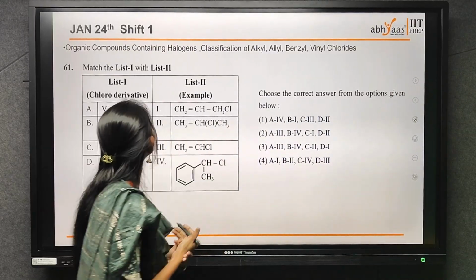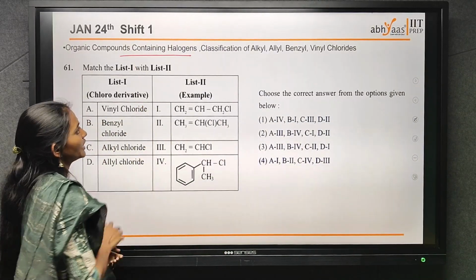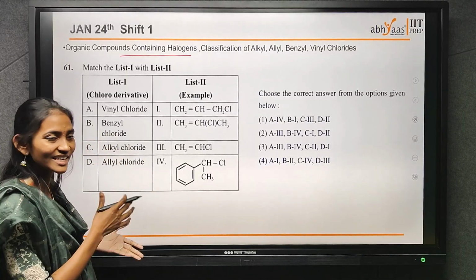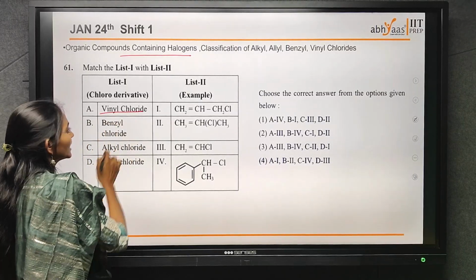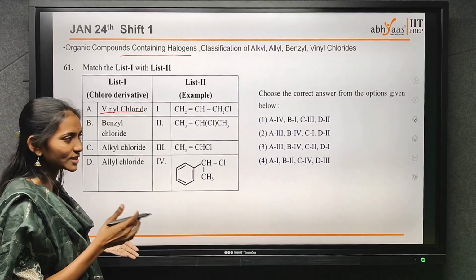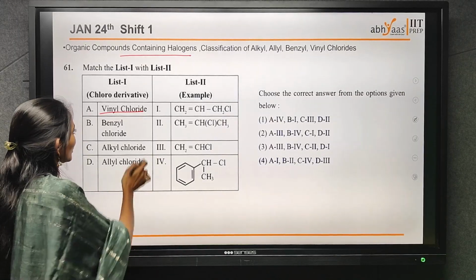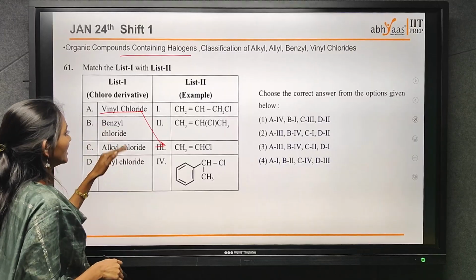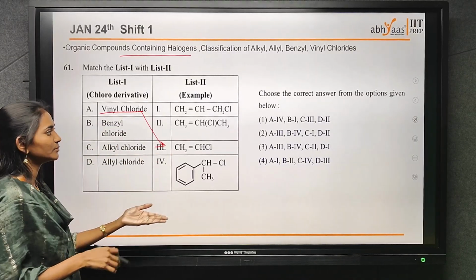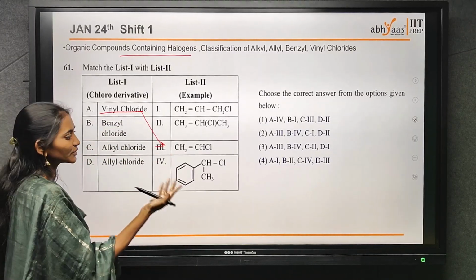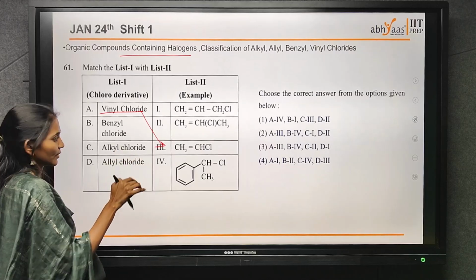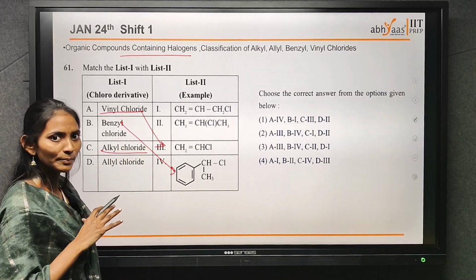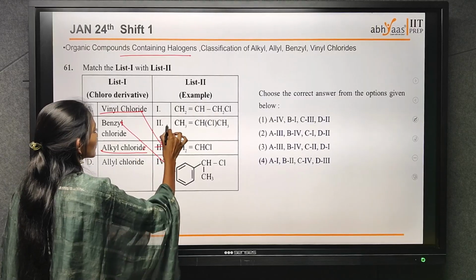Moving on to next question. This question is asked from halogens, right? So match the following. If you know 1, 2 options, you can answer easily, right? So vinyl chloride, that means the halogen needs to be attached to the double bond. That means we are having A3. So benzyl chloride. Here we are having only one benzene, right? That means one carbon needs to attach with one halogen as well as a carbon atom. That means 4. Alkyl chloride, it needs to be plain, right? So alkyl chloride means 2.